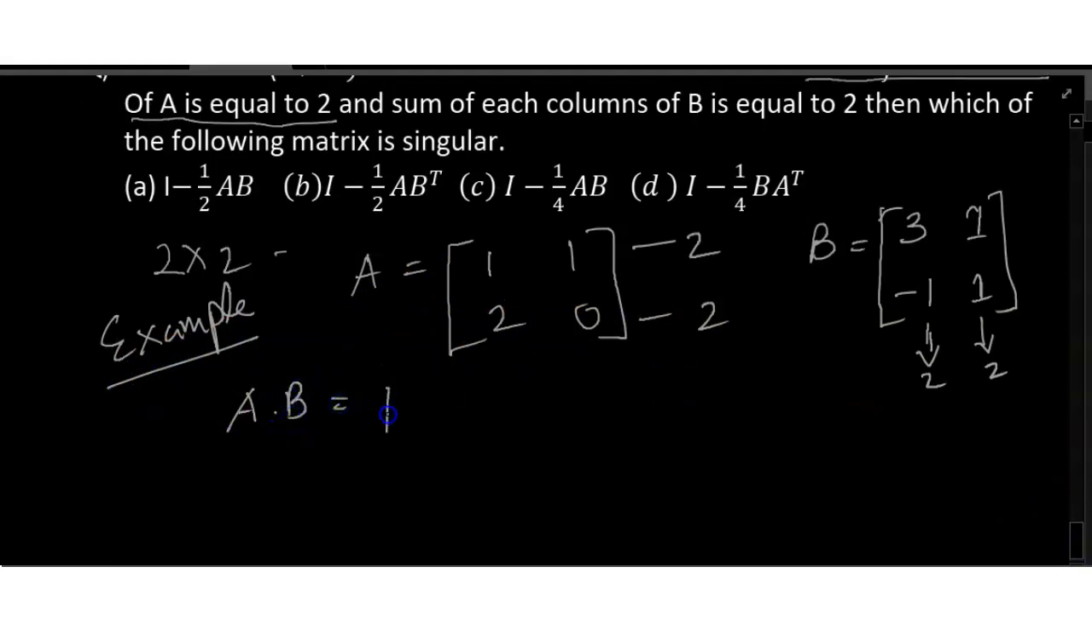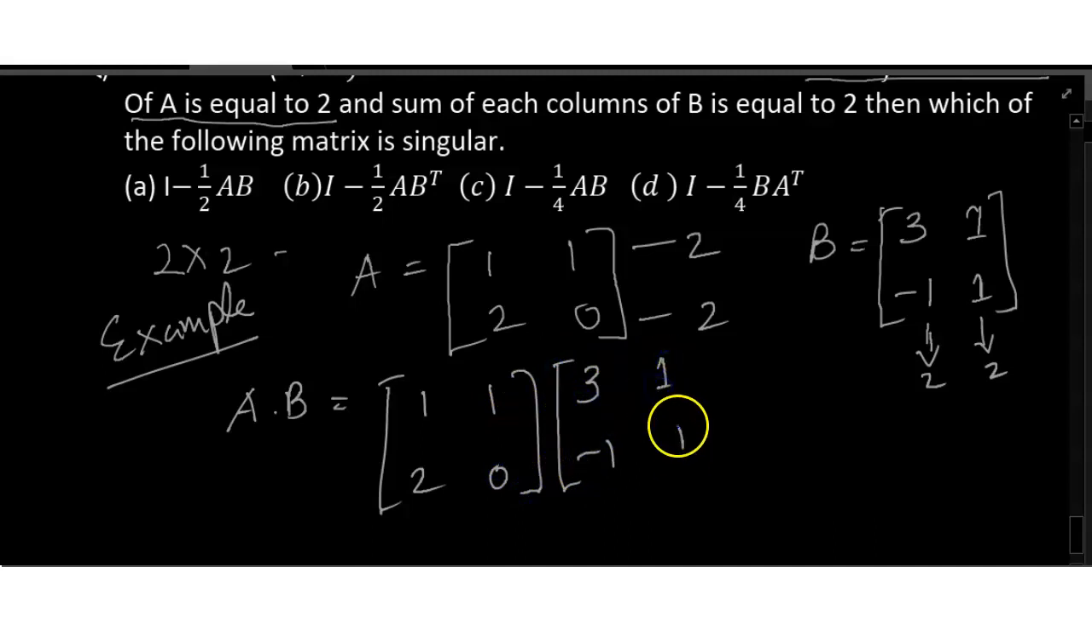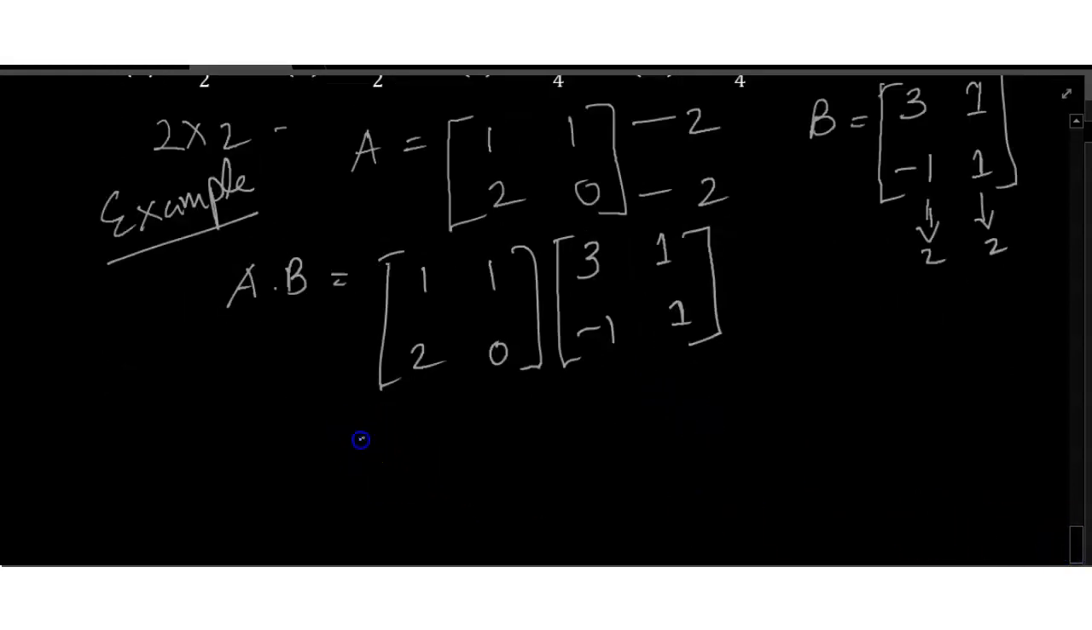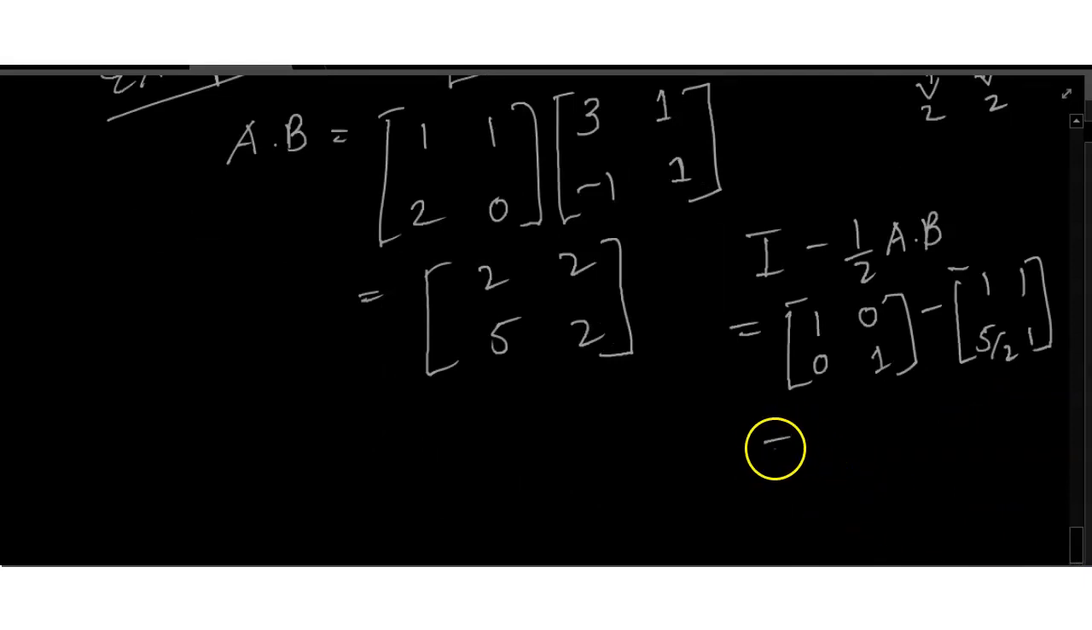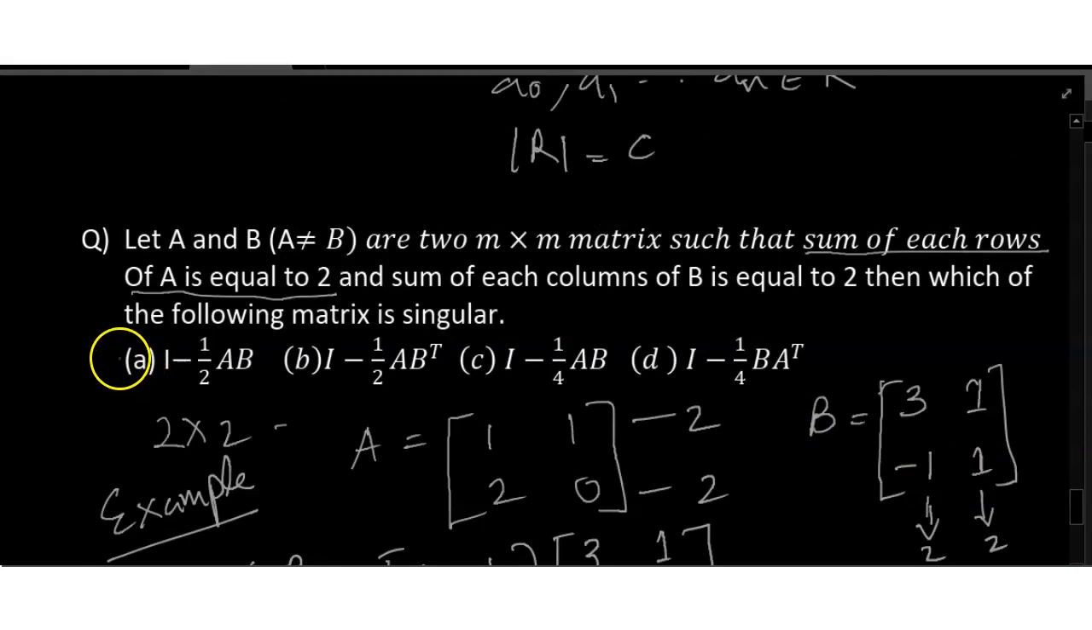So this is my example: A dot B equals to 1 1 2 0 and 3 minus 1 comma 1 1. Then whatever we get, the value is 2 2 5 and 2. This is A dot B, and I minus half of A dot B equals, you have to check, first, I is 1 0 0 1, and half gives minus 1, 5 by 2 comma 1, and you will see that it does not equal 0. So the first option is wrong. Second option you have to check, and you have to check all the options. B is also wrong and C is also wrong, and when you check D, then option D is correct.